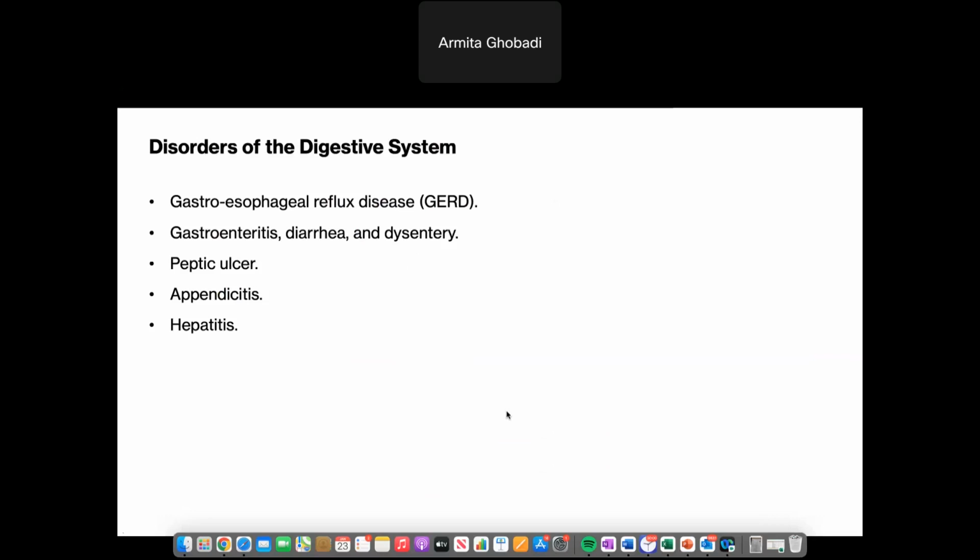Another disease is going to be appendicitis, which is basically very sudden. And sometimes even the doctor or physician cannot tell that it's your appendicitis. And it can just cause that kind of pain.